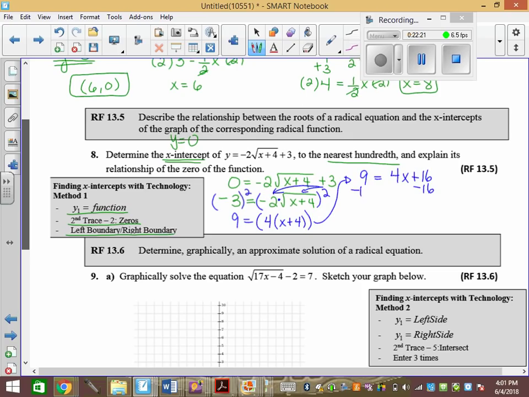Subtract 16. -7 equals 4x. Divide by 4. x equals -7 over 4. So my answer would be (-7/4, 0). And to the nearest hundredth, I would have to go 7 divided by 4, which would be 1.75. Yeah, because it would be 1 3/4.